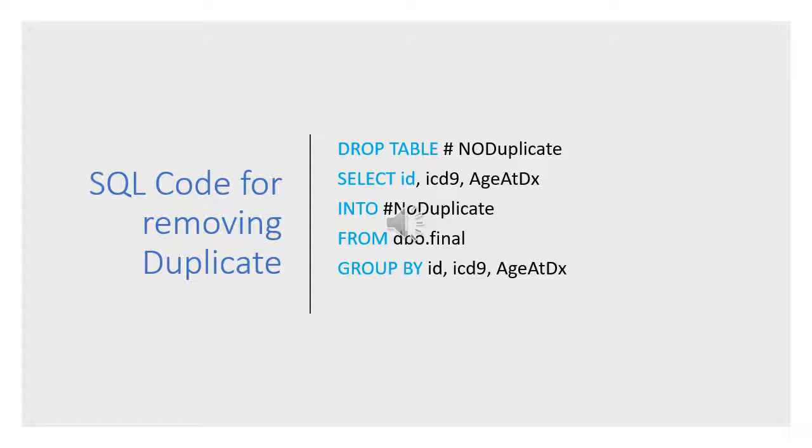SQL can be used to identify and remove duplicates in patient records. This slide is an example of SQL code that can be used to identify and remove duplicate entries for a patient. This code removes duplicates for the same patient with the same diagnosis that is reported on the same day. The group by command keeps only one entry if there are duplicates of the same entry.